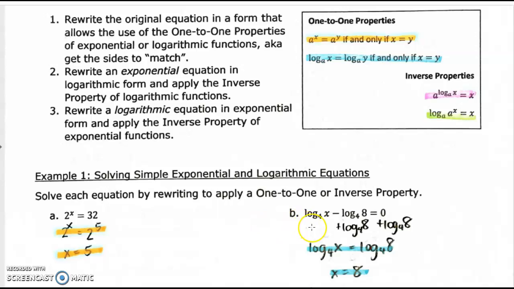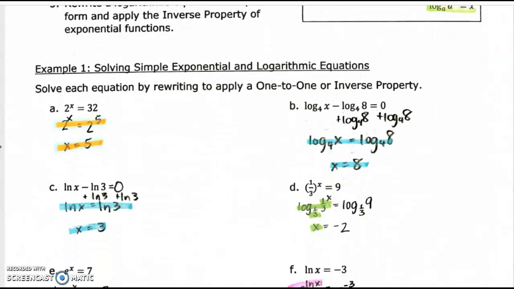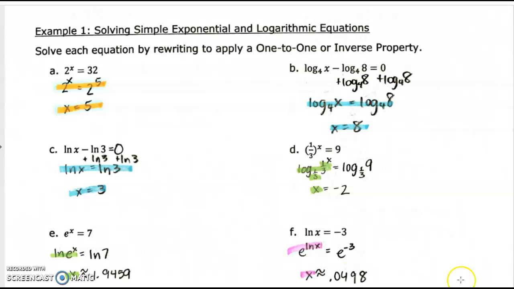We can do the same thing with a logarithm. Here I have log base 4 of x minus log base 4 of 8 equals 0. If I add to move my log base 4 of 8 to the other side, I have a matching base. So again, it's just a one-to-one property with a logarithm. As long as the bases match, then the two terms need to match as well. Those are the simplest kinds of exponential and logarithmic equations.